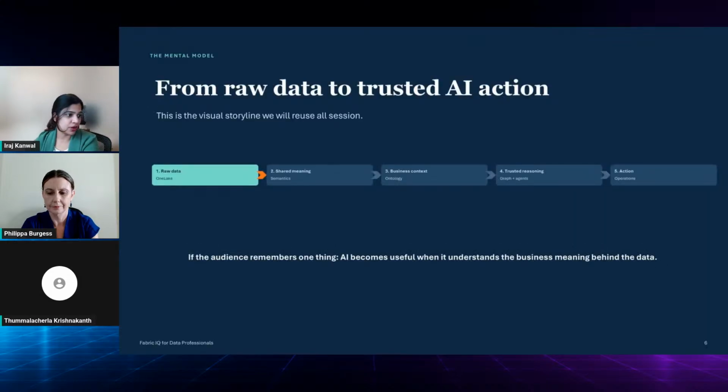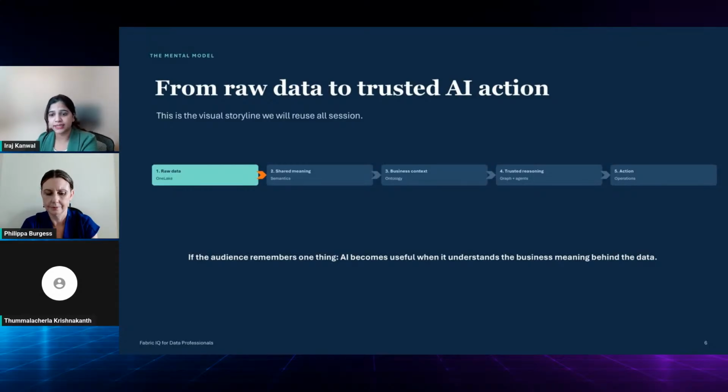And when we talk about this, we need to understand the flow of it, from raw data to a trusted AI action. This is going to be the flow of our Fabric IQ session, and this is the mental model for the whole session: raw data, shared meaning, business context, trusted reasoning, and then action.